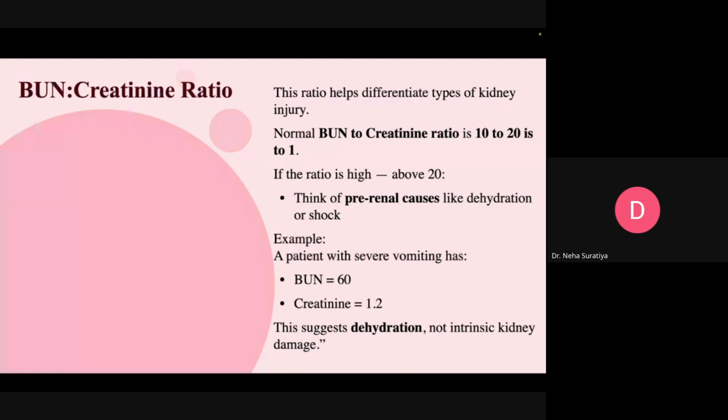So the BUN to creatinine ratio you need to be aware of. If the ratio is high, think of pre-renal cause. Pre-renal means before it reaches the renal, and before it reaches the renal, the cause can be dehydration and shock, right? In severe vomiting cases this is very common. So you can correlate while handling the BUN and creatinine ratio. You must be aware of this, right? So first BUN, second creatinine, third is the ratio, and these are simple topics of the discussion.